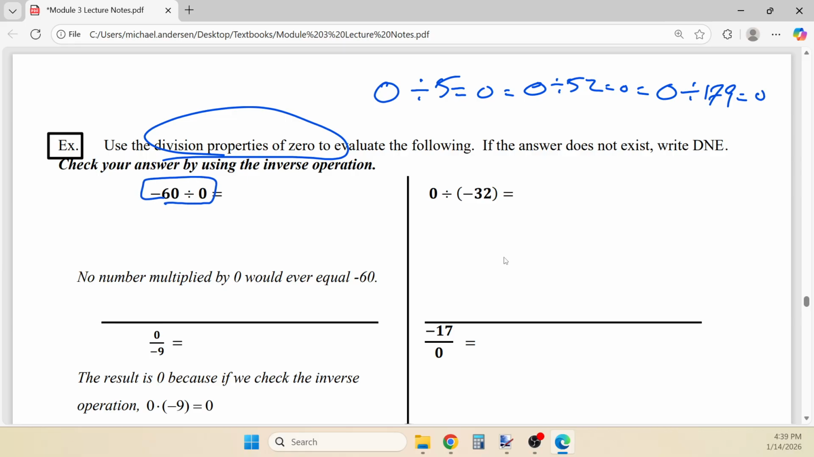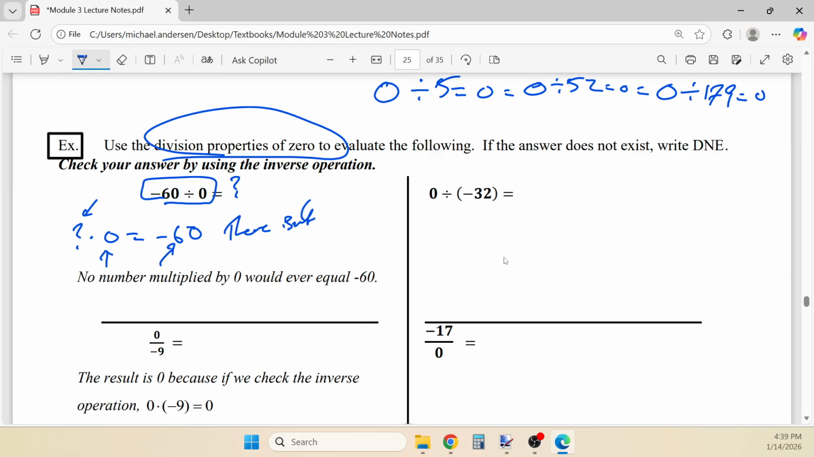There are a few ways to talk about this. We can rewrite this as a multiplication problem. Question mark times 0 equals negative 60. We say, well, what number times 0 equals negative 60? And you say, there isn't one. There isn't any number that does this, because 0 times anything is 0, not 60. So anything times 0 is 0. So I can't get to 60 by multiplying by 0, so I can't divide by 0.